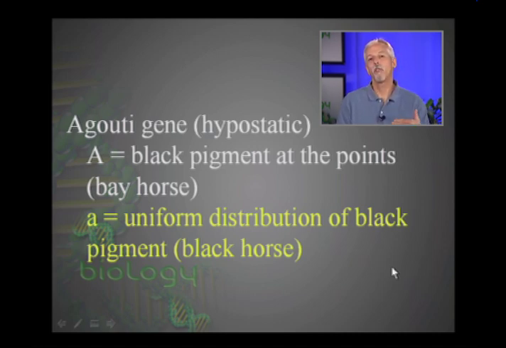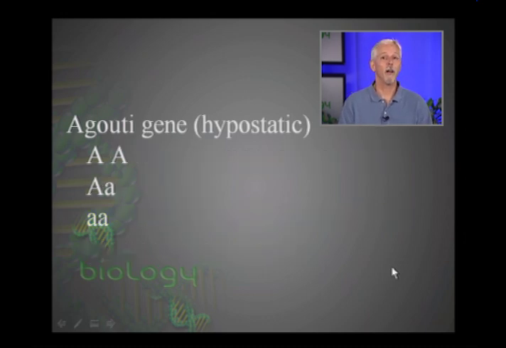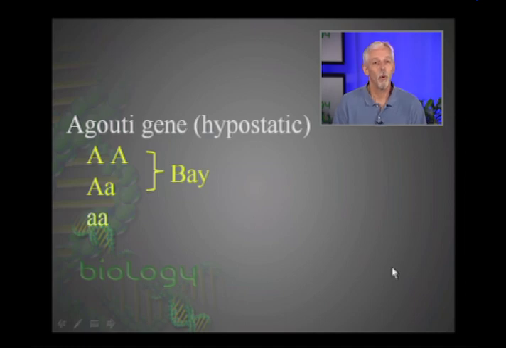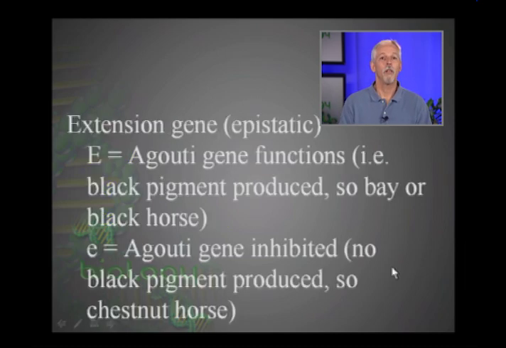Now, expression of that gene, whether that gene is going to function or not, is controlled by another gene, but I'll come back to that in a second. When we look at the agouti genotypes, if a horse is homozygous dominant, or heterozygous, as long as there's a dominant allele present, it's saying, I want you to make a bay horse. And if the horse is homozygous recessive for the agouti gene, it's saying make a black horse. But whether black or bay can be coded depends on the other gene, the epistatic gene.